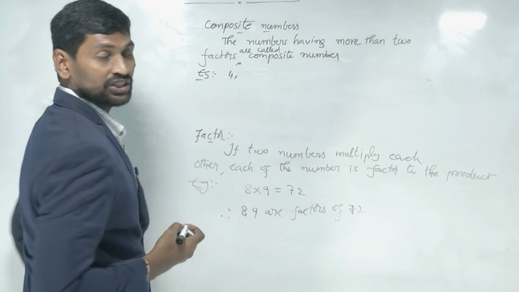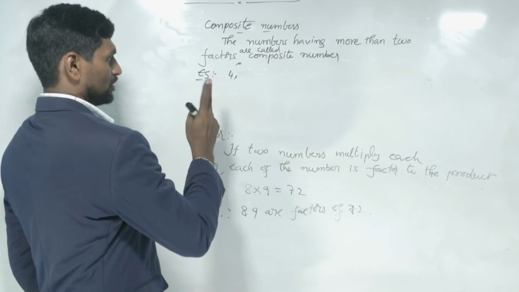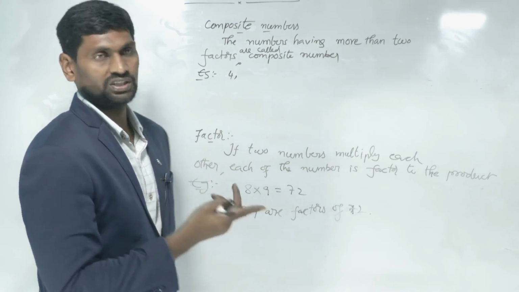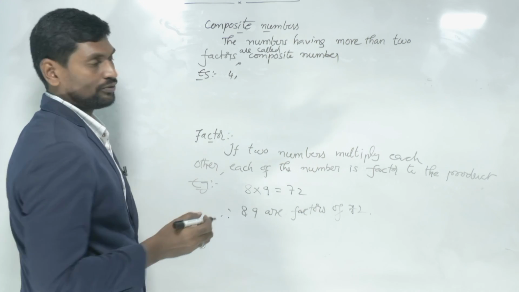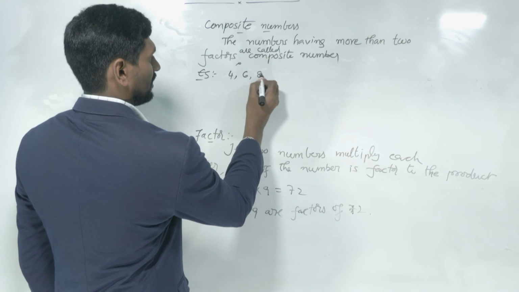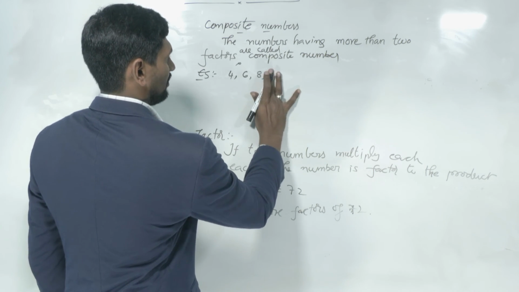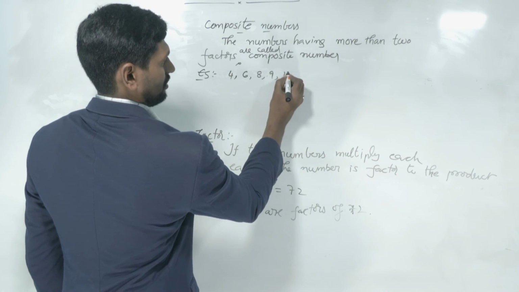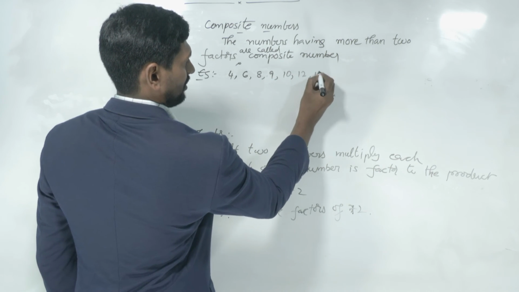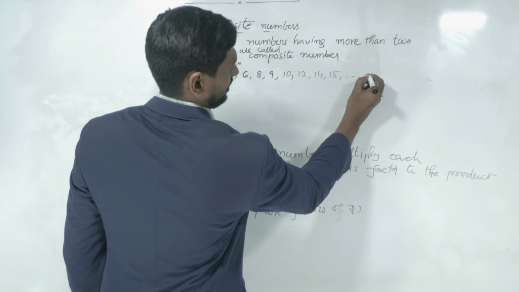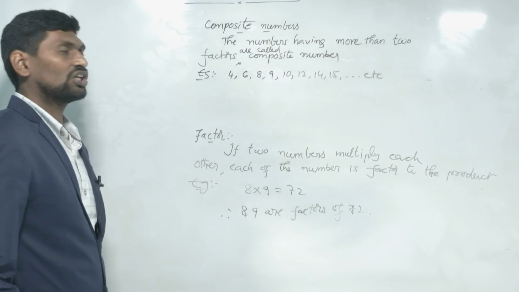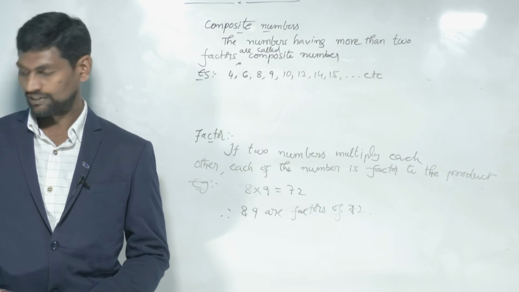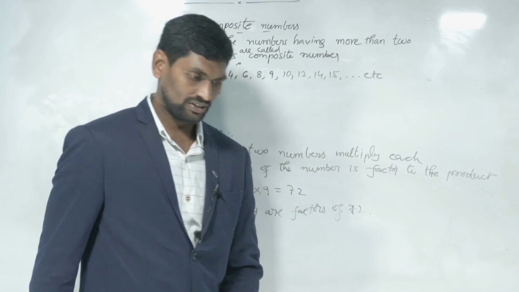Yeah, the first composite number is 4 because 2 is a prime number, 3 is a prime number, 1 is neither prime nor composite. First composite number 4, 6, 8, 9 also, 10, 12, 14, 15, etc. These are all composite numbers. Okay, children? Yeah, please note it.